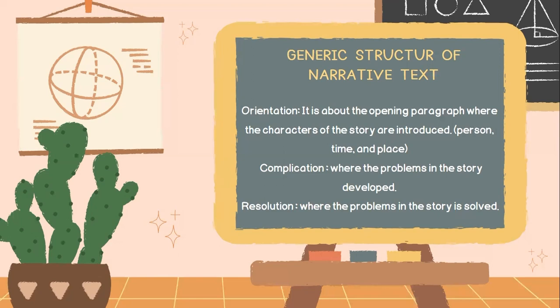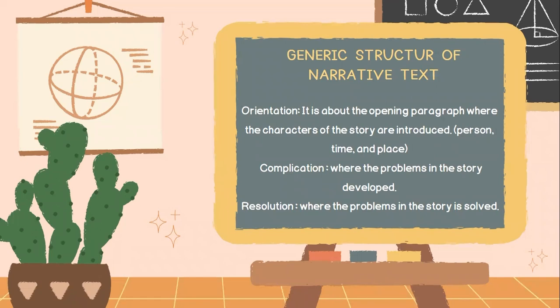The next material is the generic structure of narrative text. The first is orientation. It is about the opening paragraph where the characters of the story are introduced. It's like a person, time, and place. In this part, it will also introduce the characters in the story.